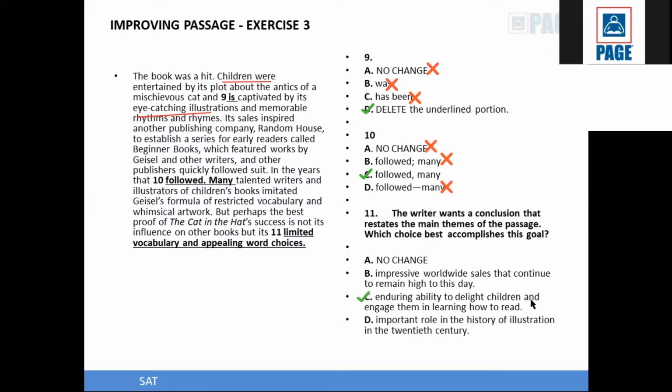One option says, enduring ability to delight children and engage them in learning how to read. Delight children and engage them in how to read. So that is C. Straight away we got the C answer.